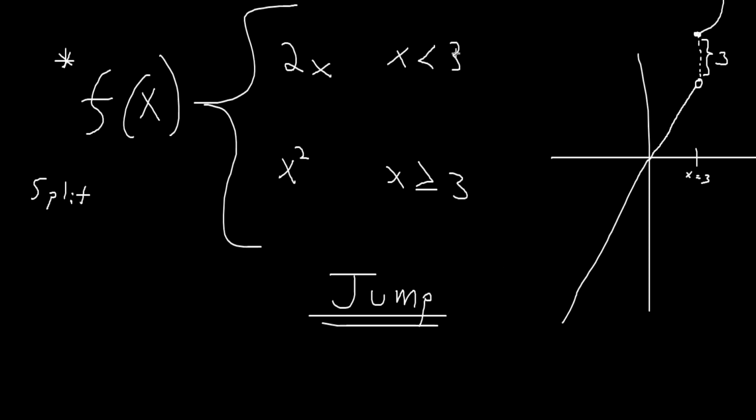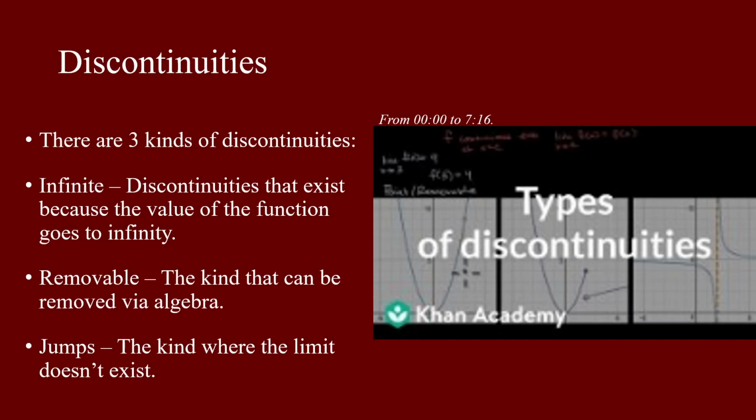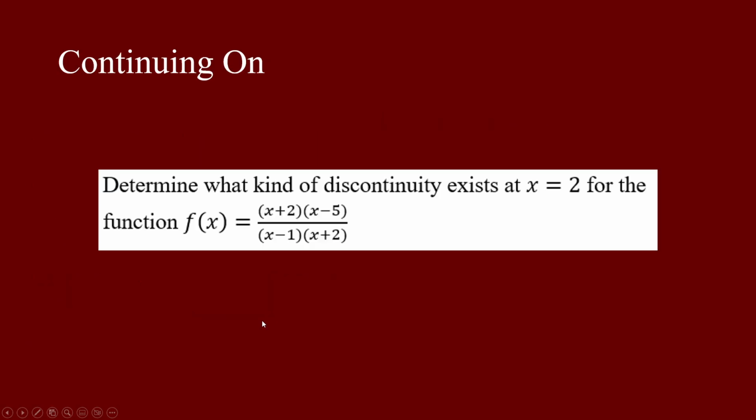Because even if these two did go to the same number, it would still be considered discontinuous because the left side and the right side could be going to different places. So that would be another discontinuity. Very easy to spot, discontinuities of the jump variety. So that is discontinuities, and I believe that's the end of, yeah.